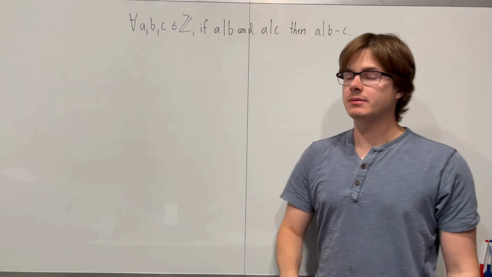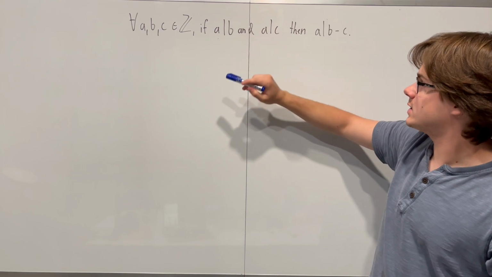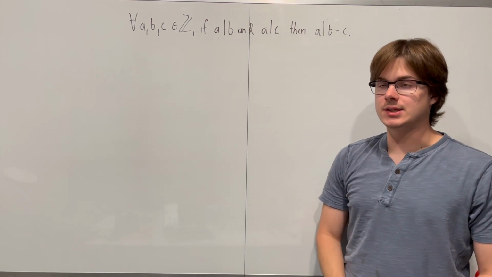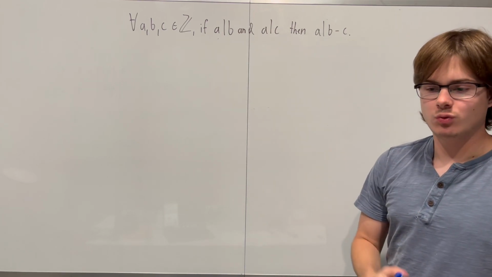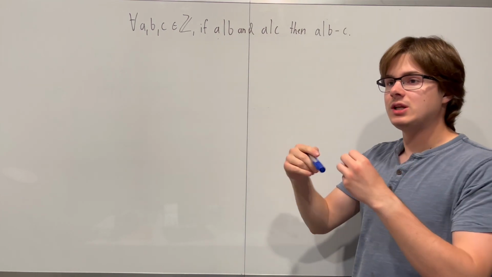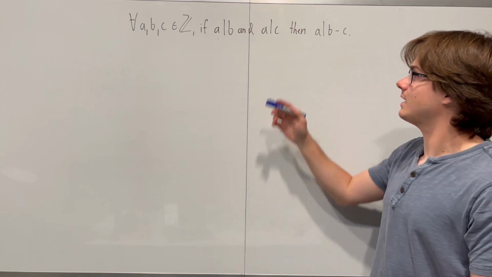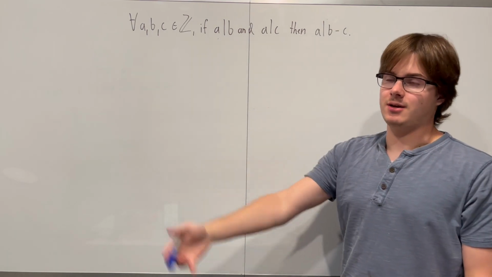Is the following statement true, that for all integers a, b, and c, if a divides b and a divides c, then a divides b minus c? Well, let's think of some examples first, right? What does divisibility mean? Well, it means that b is a multiple of a, or b can be written as a times something. Or a divides c is the same as saying c is a multiple of a, or c is equal to a times something.